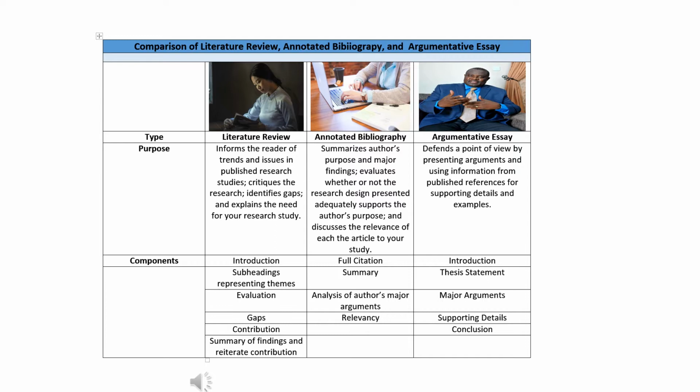Welcome back. How did you do on the quiz? This is a chart which summarizes the concepts that were presented in the lesson. The 2 major takeaways from this lesson are: do not summarize each source separately when writing a literature review, and literature reviews end by summarizing each theme and reiterating how the proposed study will contribute to the literature.